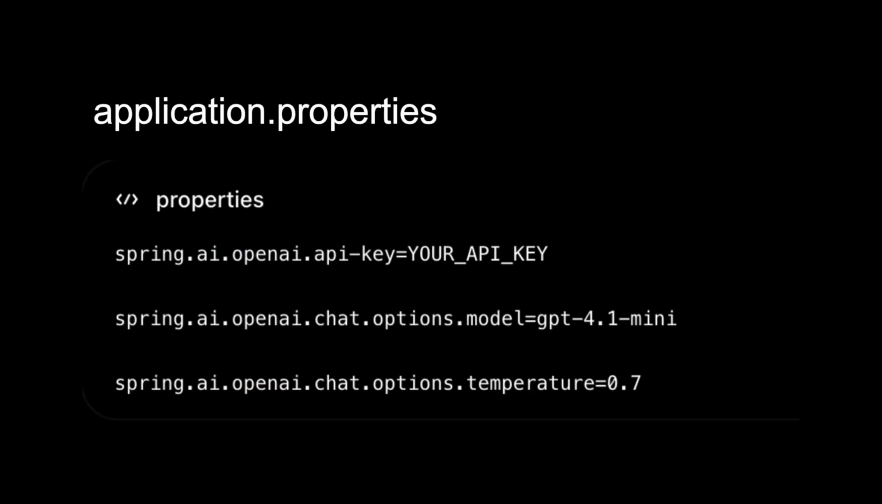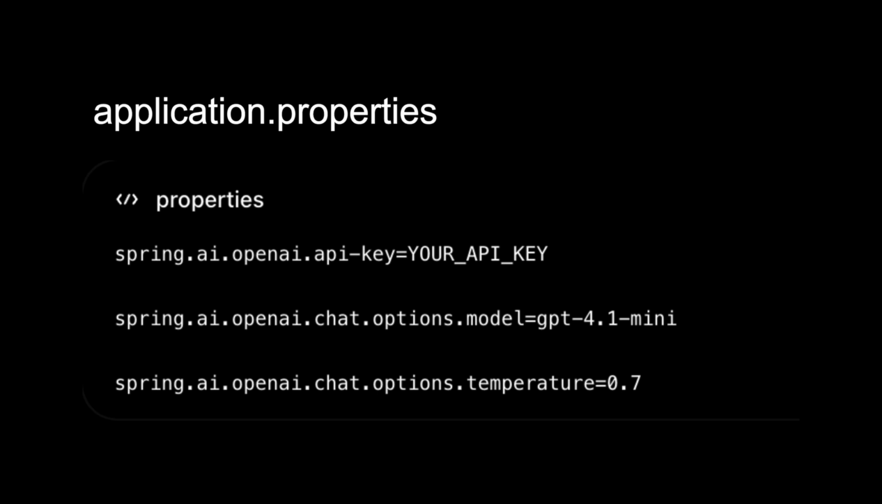Now let's configure our application. The first property is the API key. Think of the API key as your identity card. Whenever your application sends a request to OpenAI, this key tells OpenAI who you are. Without it, OpenAI rejects the request. Never hardcode your API key inside Java classes. Never upload it to GitHub. In production, store it securely using environment variables or a secret manager.